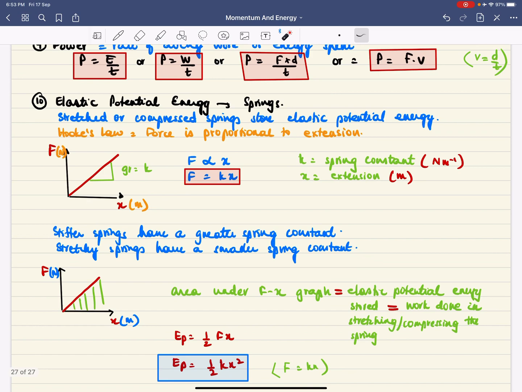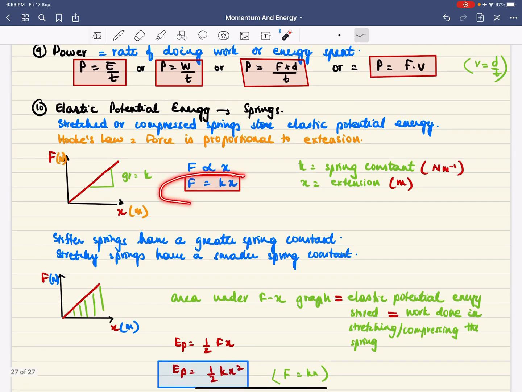Now also one other thing to draw your attention to: this formula F equals kx has a negative sign on your formula sheet. That shouldn't worry you. It just tells you that if you pull a spring down, when you release it, it'll go back up. So it's just telling you it's going in the opposite direction.